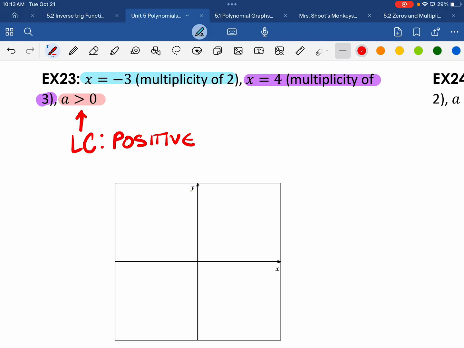I also am going to need my degree, right? Because I have to figure out my end behavior. The degree is the highest exponent. What else is dealing with the exponent? The multiplicity. And so, yes, your degree would be 5 because you would just add up all the multiplicities.